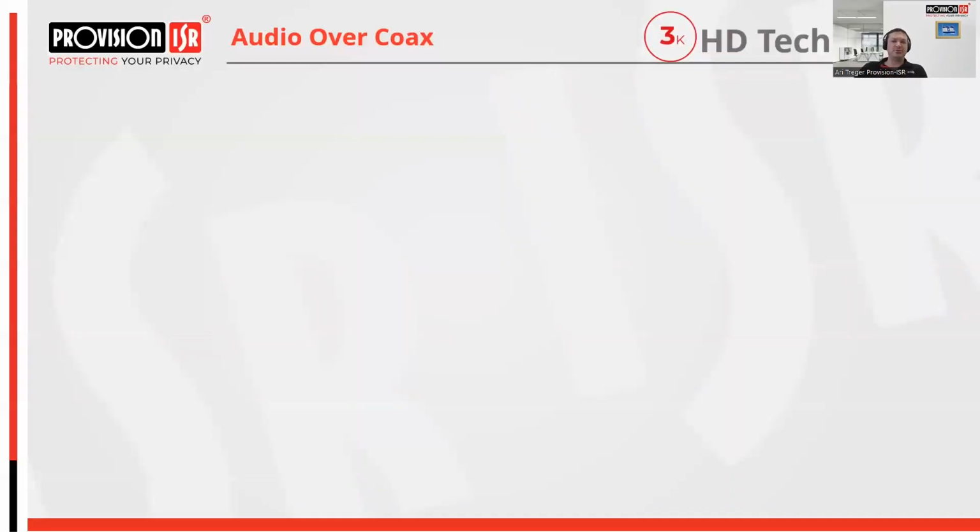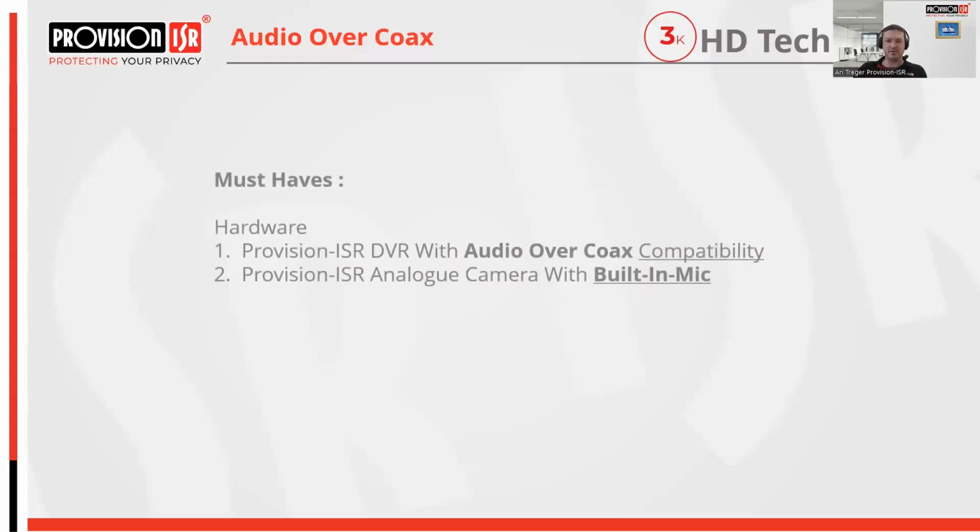This is not a troubleshooting, but this is a common question we get in our technical support, and that is how to enable audio over coax. So first of all, there are a couple of must-haves, and I'm going to split it between a hardware and a software perspective. From a hardware perspective, your DVR must be compatible with audio over coax, and the camera must have a built-in microphone.